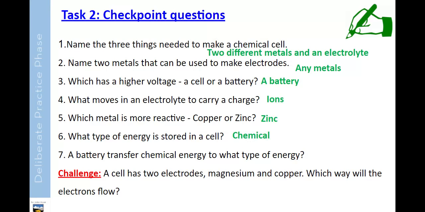Chemical energy is stored in a cell. The transfer of energy is chemical to electrical. And if the two electrodes in a cell were magnesium and copper, the electrons would flow from magnesium to copper.